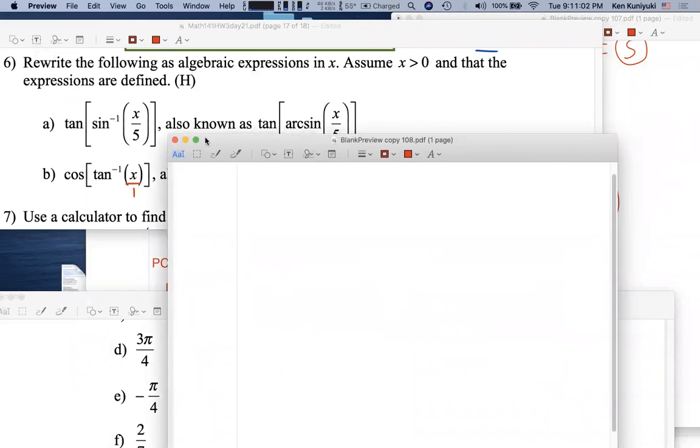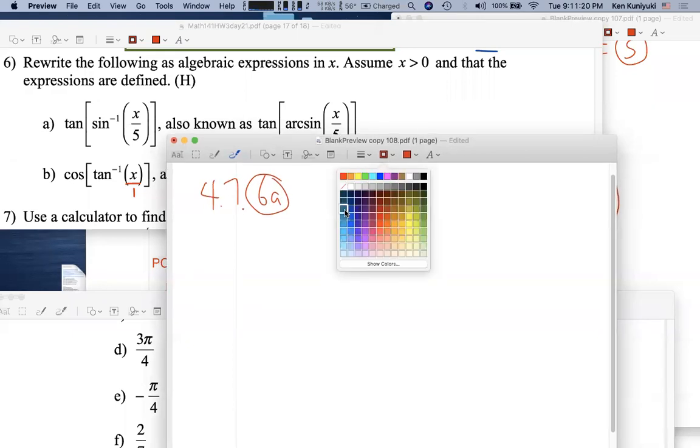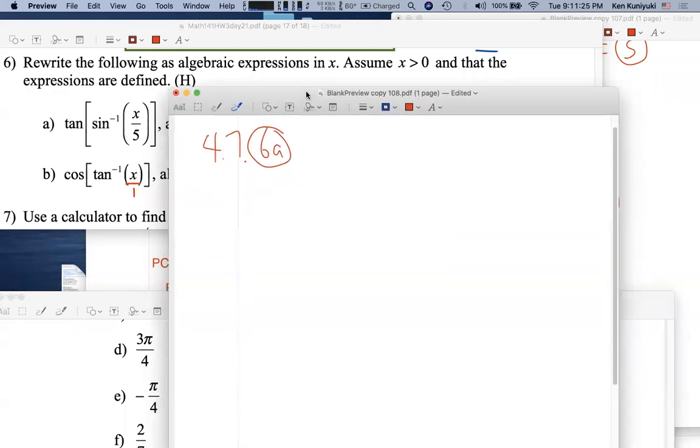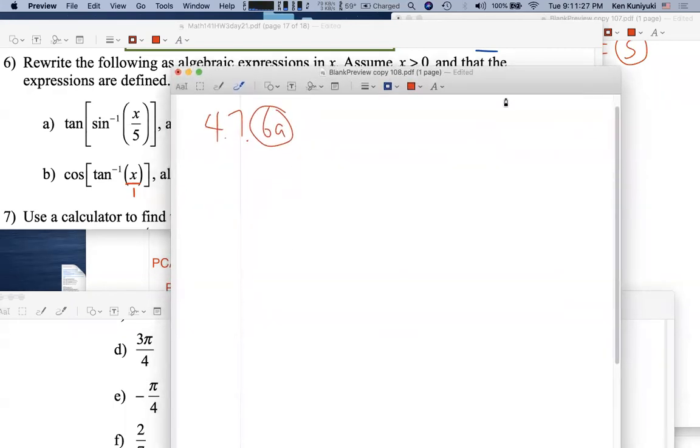Okay, 6A. Red is kind of a triggering color, so let's avoid that. I think blue is kind of a nice non-triggering color. There are actually educators who say that we shouldn't grade with red pen because it's triggering. I don't know if that's too far, but I don't like green.